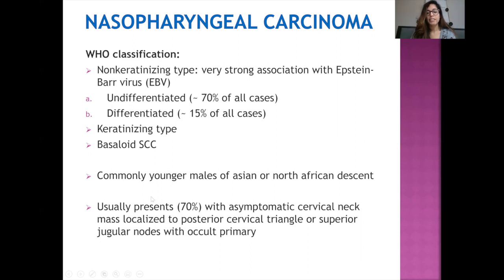And again, very typically, in more than 70% of cases, they present first with asymptomatic lymphadenopathy, and that lymphadenopathy, as opposed to being level 2 and 3, like in the region of the oropharynx, is typically posterior cervical triangle or superior jugular lymph nodes. And the primary, again, is typically occult. It's very difficult to find the primary.